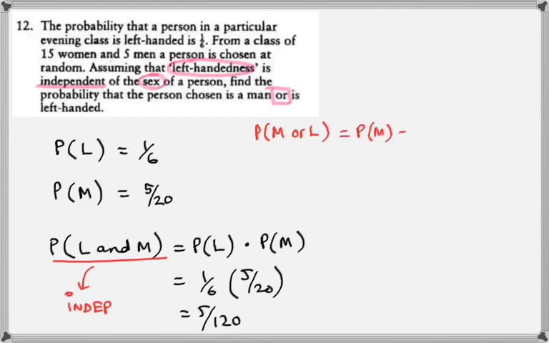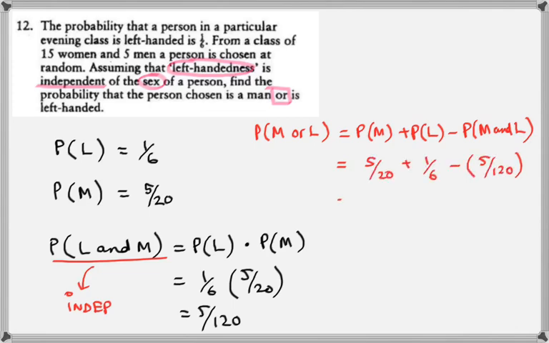apply the general formula, probability M or L, probability of being a male or left-handed. The person could simply be a male, this person could simply be left-handed, or there are some males who are left-handed. So simply apply the formula and the answer comes out to be 3 over 8.